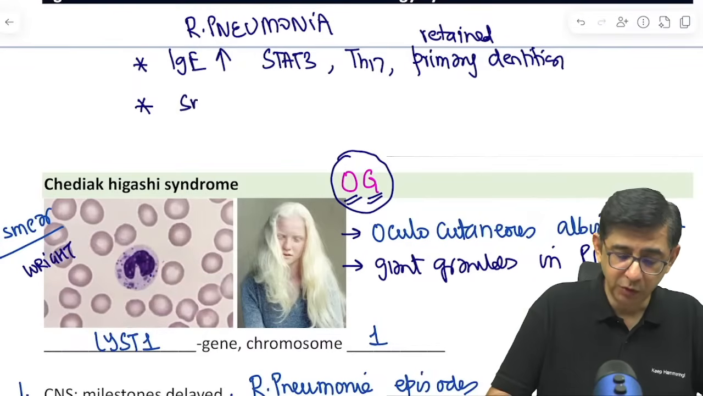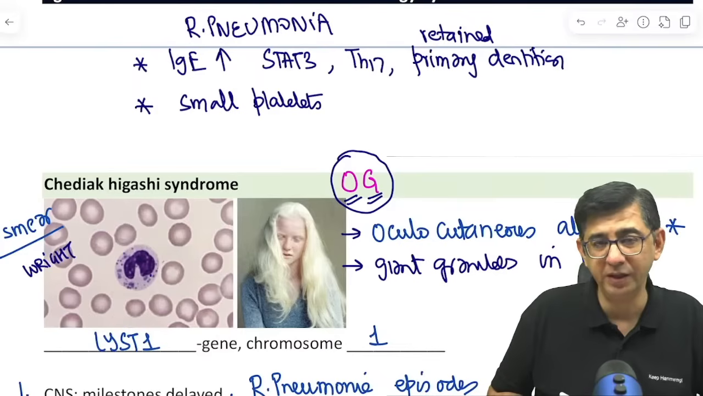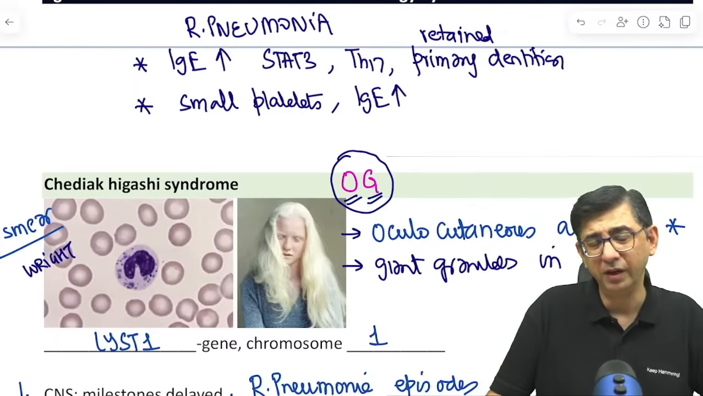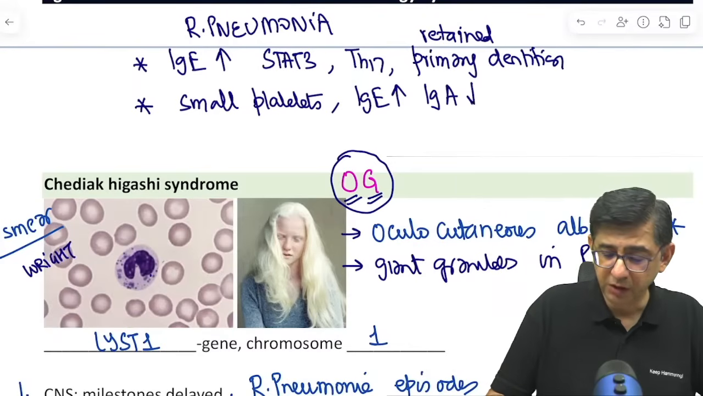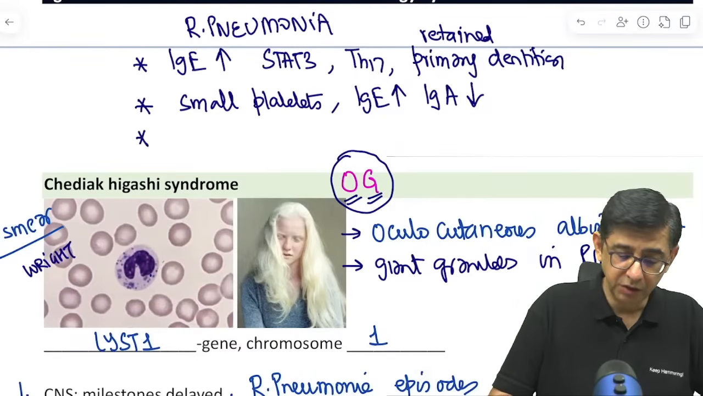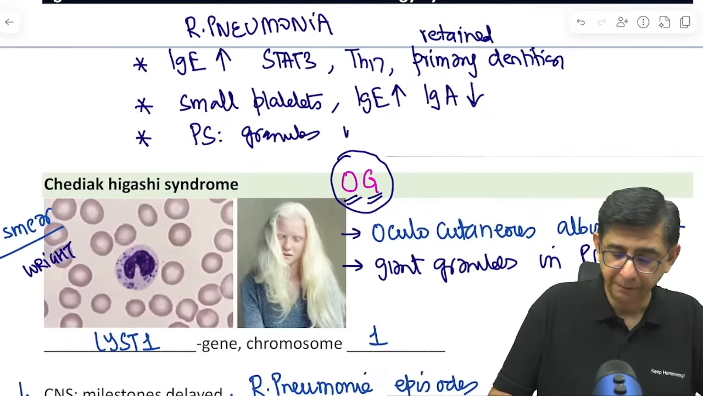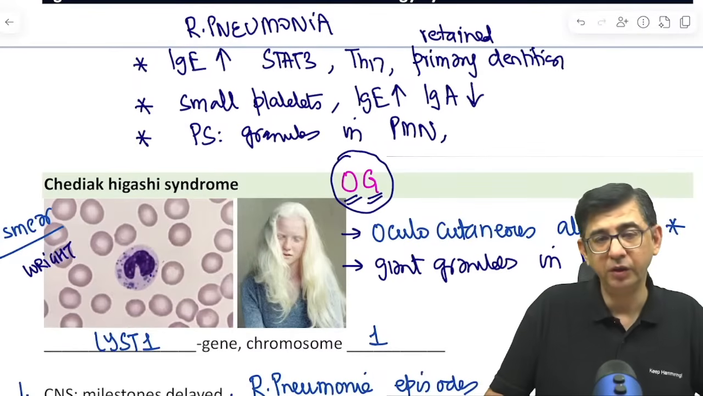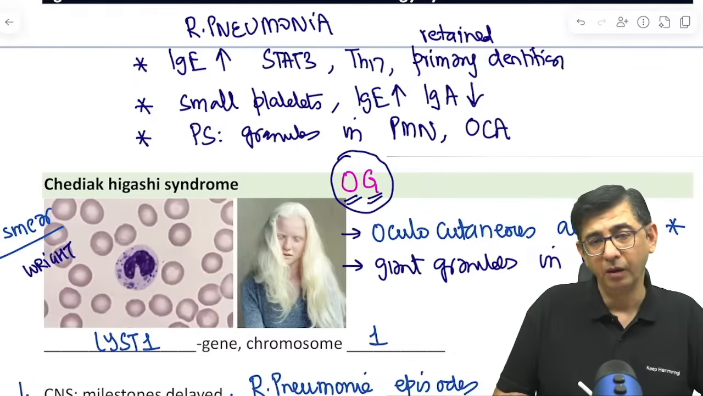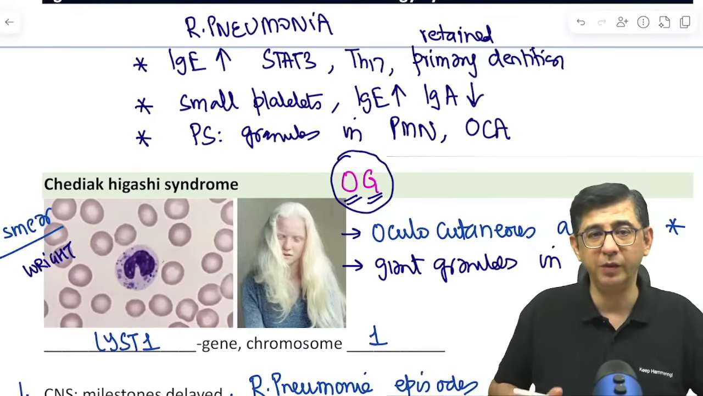Then is recurrent pneumonia episodes, and the question will also mention small platelets. Like he will say patient is having recurrent nasal bleed, small platelets are present. Along with that, antibody levels will also be given, like IgE levels can be elevated, but IgA levels in this condition would be less. I think I've given a bit of hint here, small platelets. Then is recurrent pneumonia with peripheral smear showing granules in the neutrophils, along with information regarding oculocutaneous albinism. And the last entry, NBT, I'm not including because that is a pretty long mnemonic that I've already explained to you.